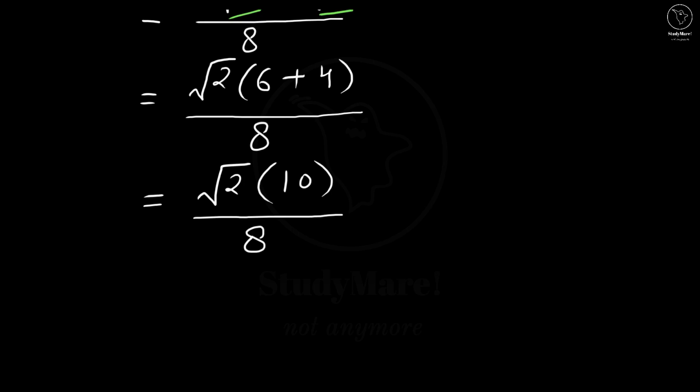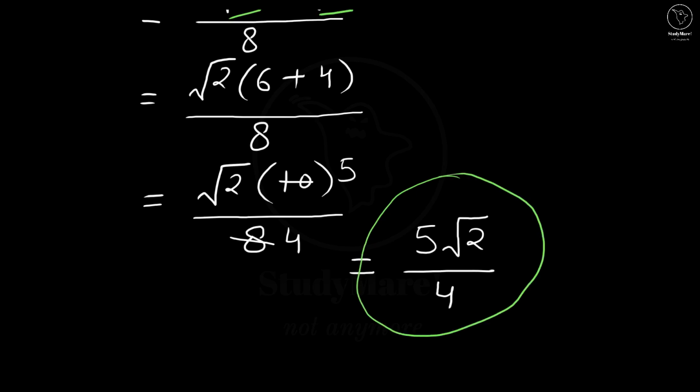Here we have a common factor 2 for 10 and 8, so we can just cancel it. 2 fours are 8 and 2 fives are 10. So we get it as 5 root 2 divided by 4, which is our final answer.